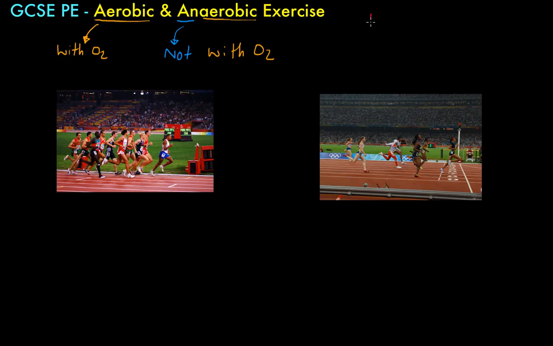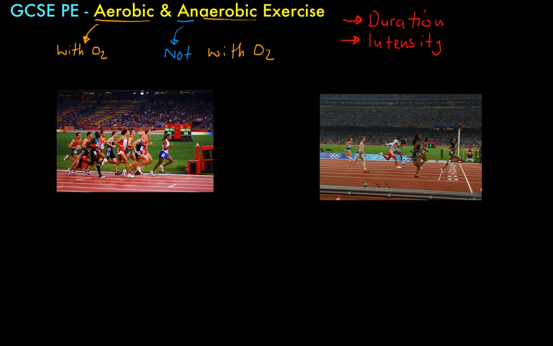So we have to take into account the duration of the exercise. The duration, that's how long the exercise lasts for. And we need to take into account the intensity of the exercise. Basically, how hard is the work that's being done? Is it, for example, a sprint, which would be very high intensity, or is it let's say a jog, for want of a better term, which is lower to moderate intensity? So we can use these concepts to judge whether an activity is aerobic or anaerobic.